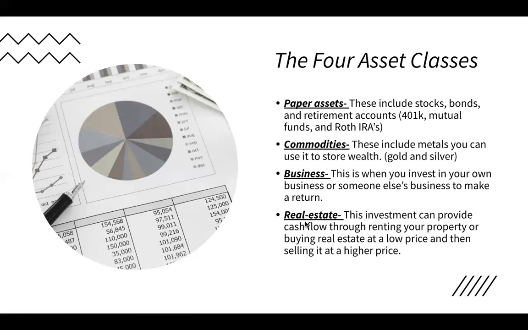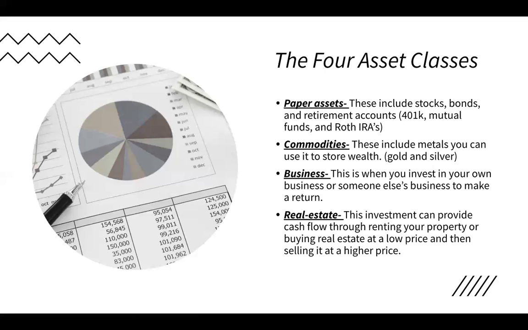Below that, we have real estate. And real estate, this investment can provide cash flow through renting your property or buying real estate at a low price and then selling it at a high price. So again, with real estate, you can buy a house, let's say for $200,000. Again, it takes you $50,000 to fix it up. You sell it for $500,000. You just made $250,000 in capital gains.